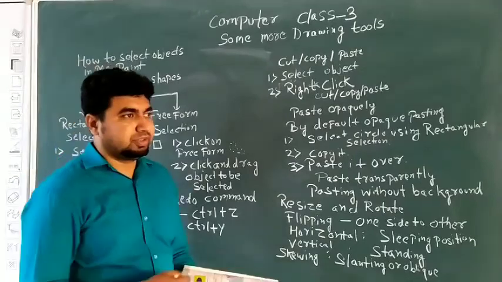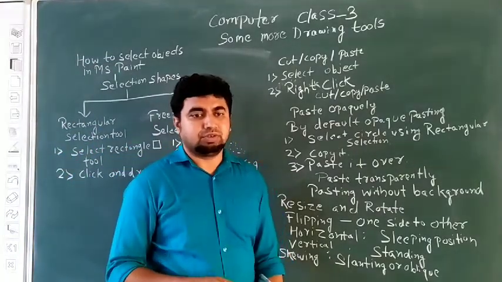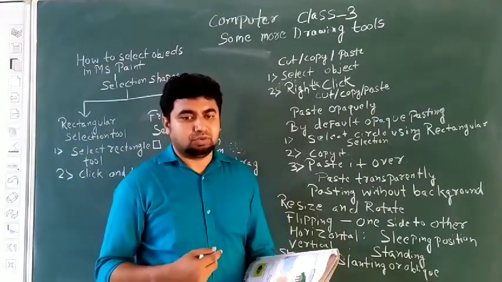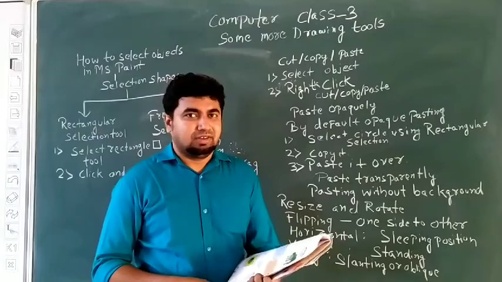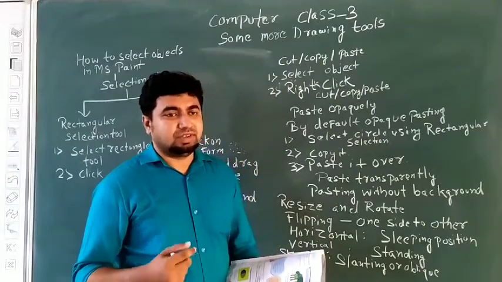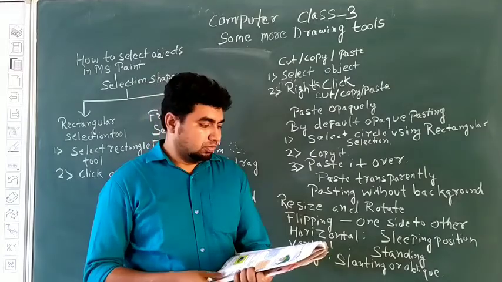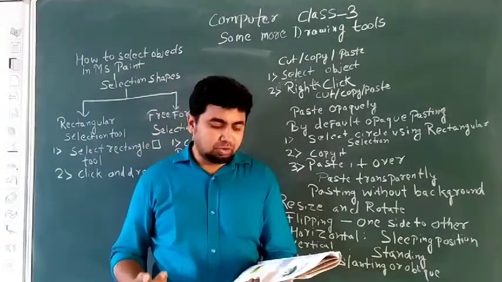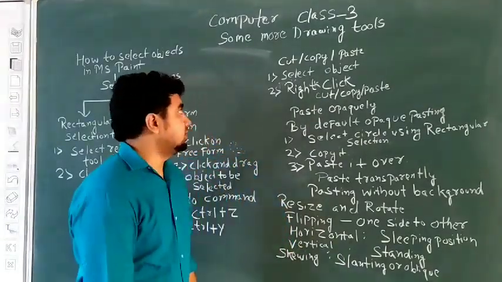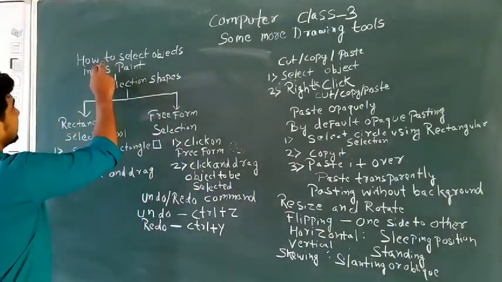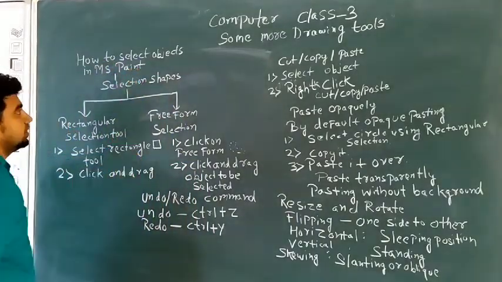You must have tried drawing on your computer also. Some drawings you should have drawn, of scenery or cartoons. So these were the drawings you should have tried. Now, how to select some object? The first thing we will study is how to select objects in MS Paint.